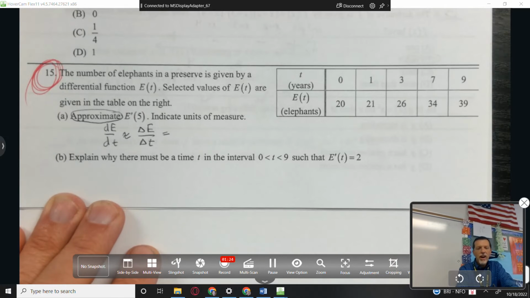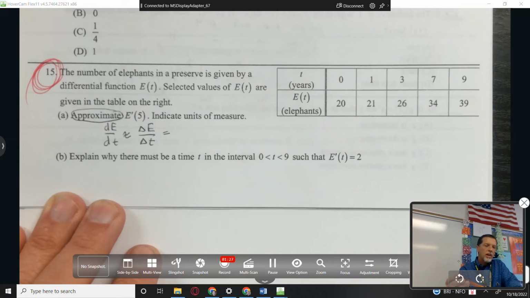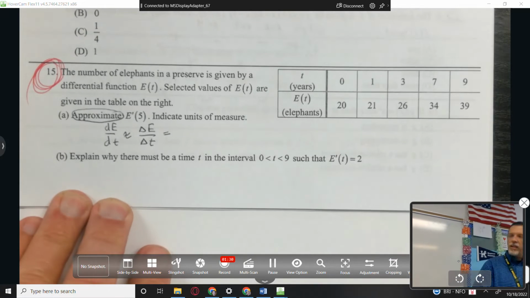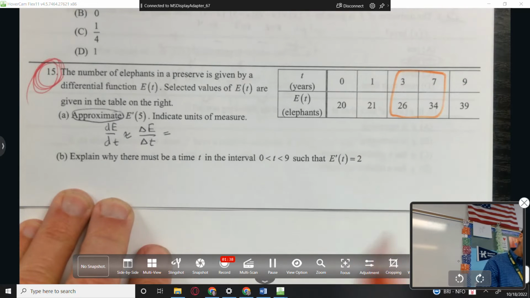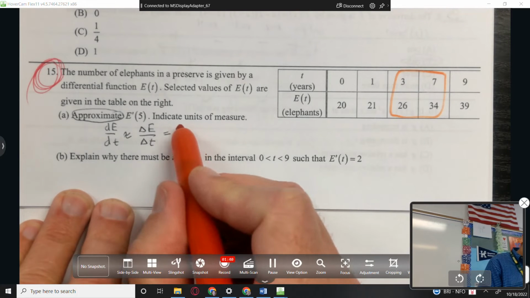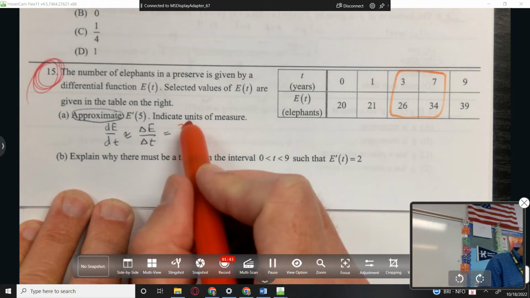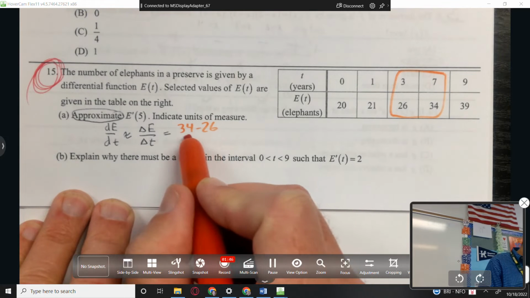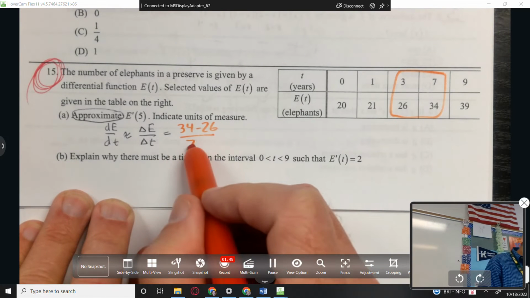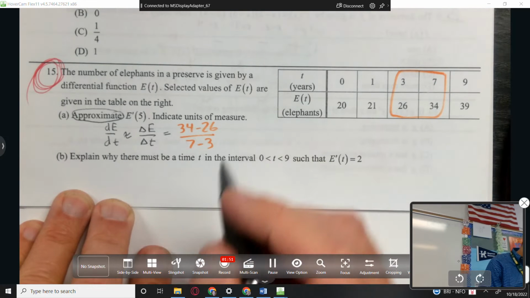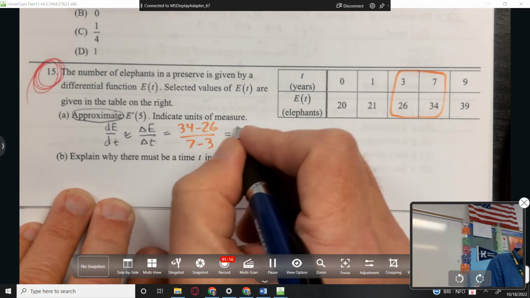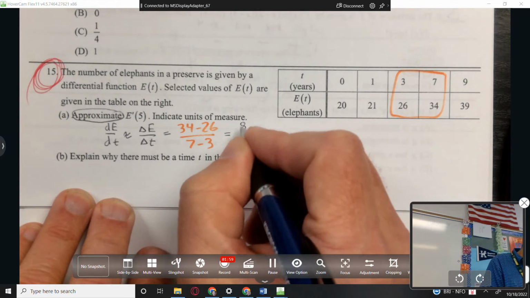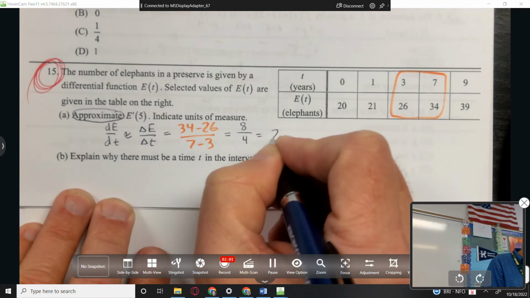Well, there's not a 5 over there, but if I want to know about how much it was changing when time equals 5, I should probably use 3 and 7. So, change in elephants would be 34 minus 26. Change in years would be 7 minus 3. And safe stopping, you could stop right there. But this would be a multiple choice test, so 8 over 4 is 2.